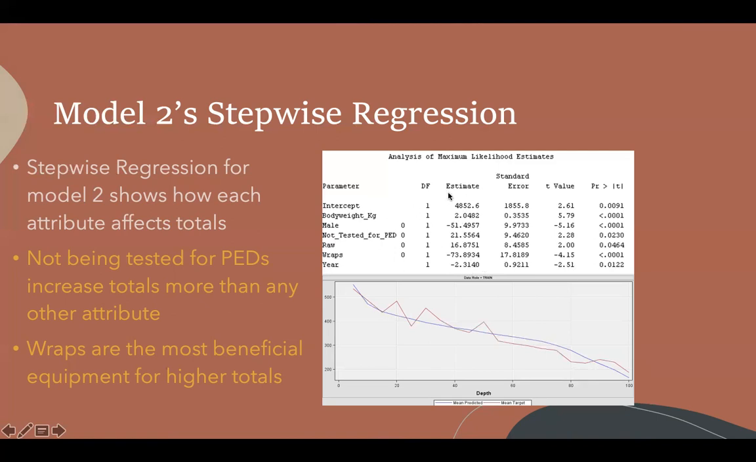But essentially, if you were to run a regression model, this estimate column does show exactly what it would be. So the y-intercept would be 4852.6. The body weight in kilograms would be whatever that number is times this, then male, multiply it by that, and so on. And that's how you would get the prediction for the lift. So theoretically, you can go in with the body weight, the gender, if we're going binary there, and then not tested for PED, raw, wraps, and year. And then from this regression model, it will spit out an actual number for what someone would be expected to lift with a good amount of accuracy.